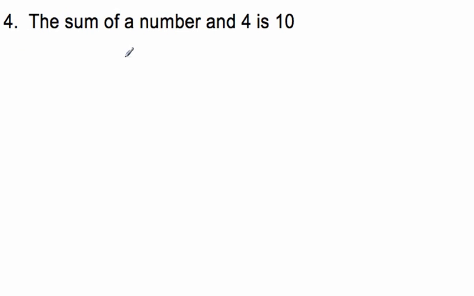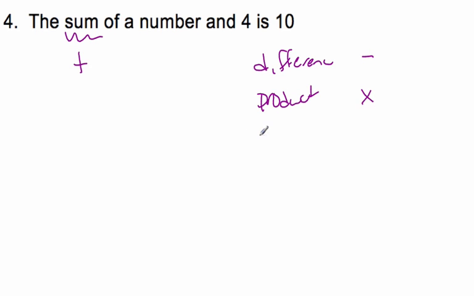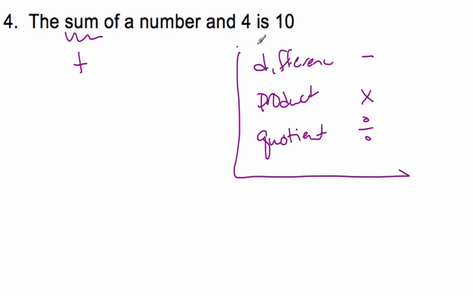The sum of a number and 4 is 10. Well, sum is plus. We also have difference is minus. The product is multiplication. And the quotient is division. Okay, just keep those words for future reference. But we're going to deal with the sum of a number and 4 is 10. Well, the sum of a number. I don't know what the number is.